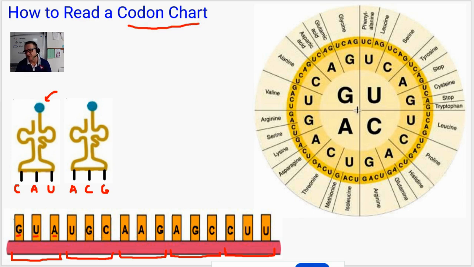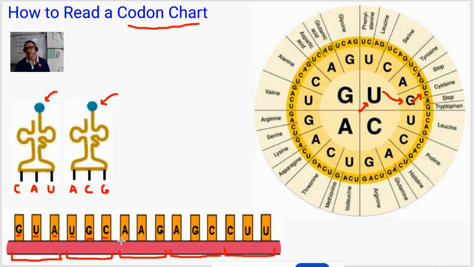UGC. I'm going to start right in the middle. Boom. All right, the first base is a U, so I'm going to go this way to the U. Now I know it's in this quadrant right here. The next base is a G, so I go from the U to the G right here. And the last base in this codon is a C, so I go from the G to a C. Cysteine. This amino acid right there is cysteine.